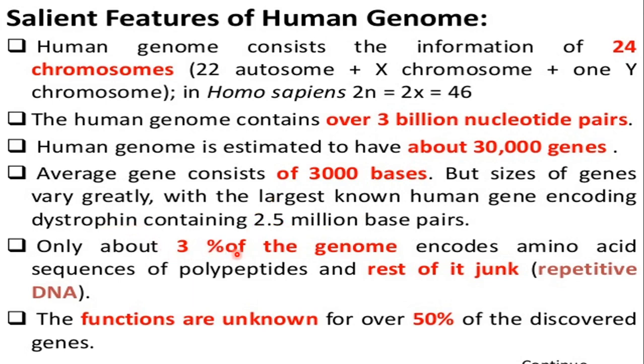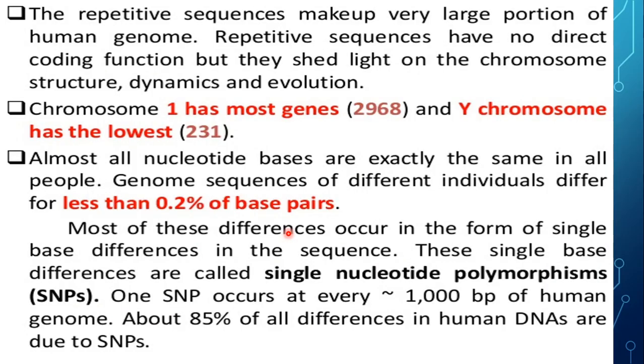But the fact is that only about 3% of the genome encodes amino acids. Out of the total genome, we have 3 billion nucleotide pairs, but only 3% helps in the formation of amino acids and proteins. The rest of it is simply junk, that is the repetitive DNA we saw a little while ago. The functions of repetitive DNA are still unknown. We are yet to find out all the functions of the genes.